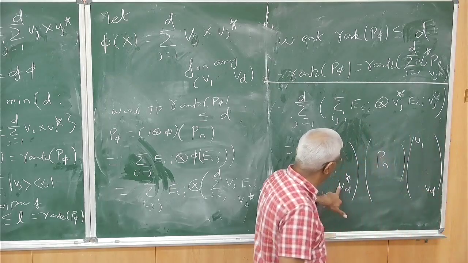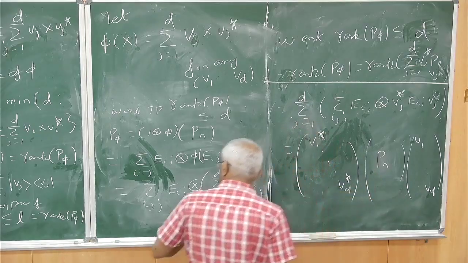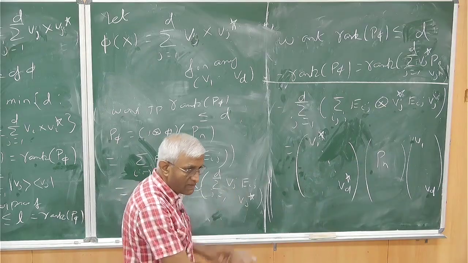This is diagonal, V1 up to Vd. This is diagonal, V1 up to Vd. In the middle, you have Pn. Okay, this is what P phi is. P phi looks like this.